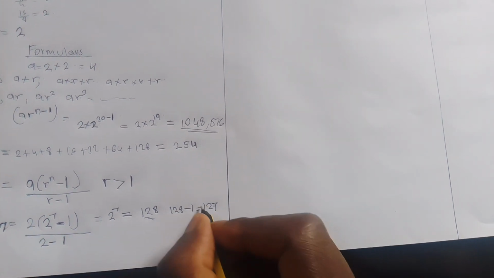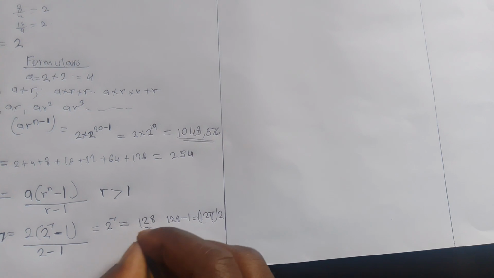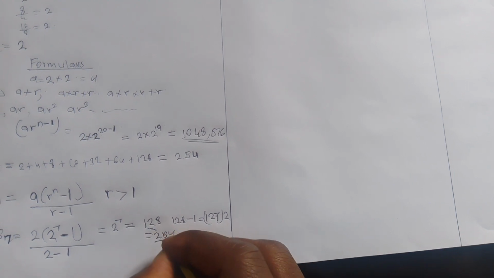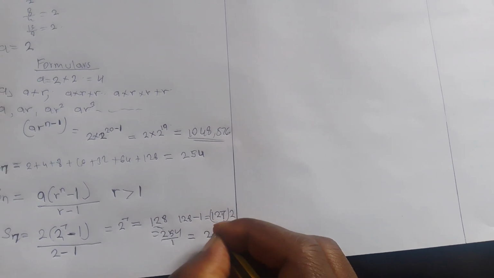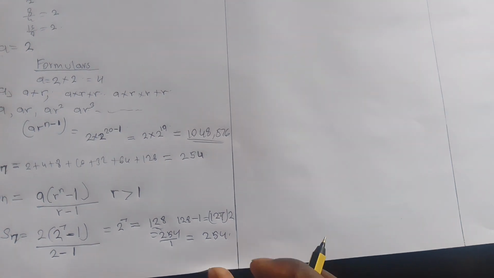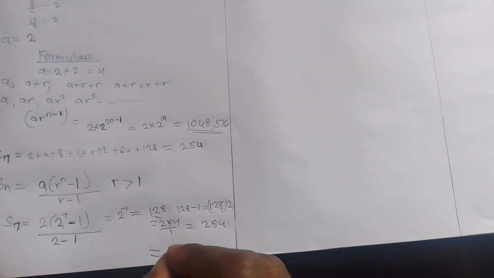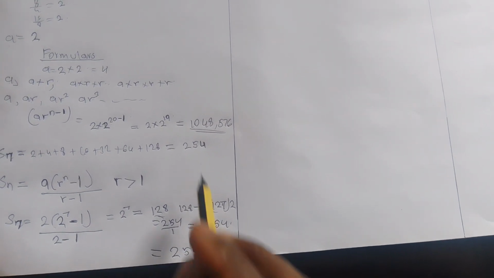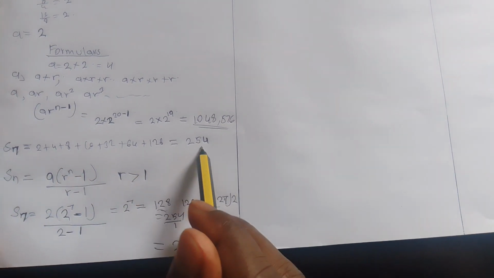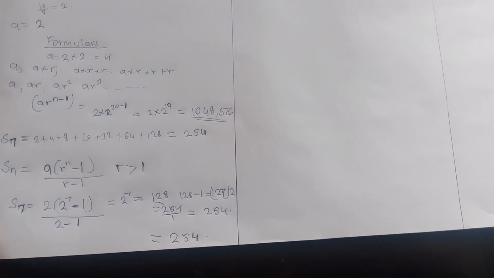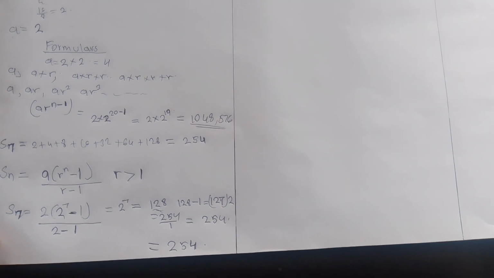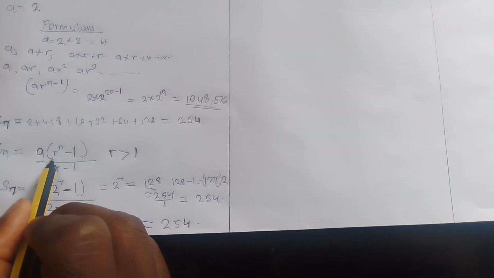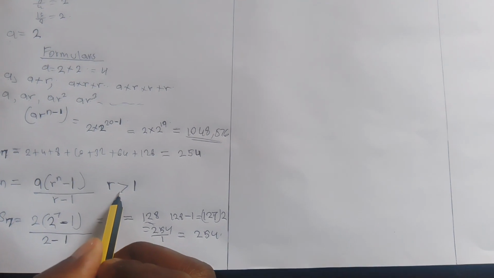127, now you multiply by 2. That one gives you 254. 254 divided by 1, and that is equal to 254. So our answer remains the same, 254, which is the same as 254 when you add manually. So apply this formula where your common ratio r is greater than 1.